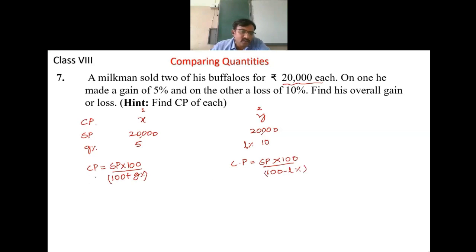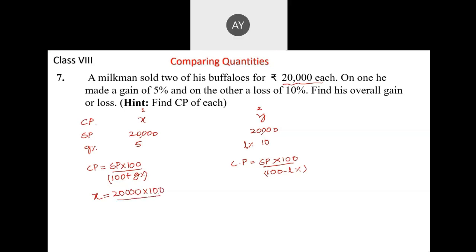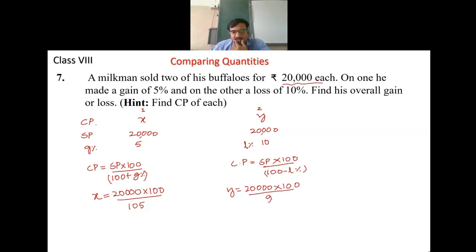Now I will substitute. X is the first buffalo's cost price I have taken. So SP is 20,000 into 100 divided by 100 plus 5, which is 105. Here Y is 20,000 into 100 divided by 100 minus 10, which is 90. Now we have to find out the value of X as well as the value of Y.